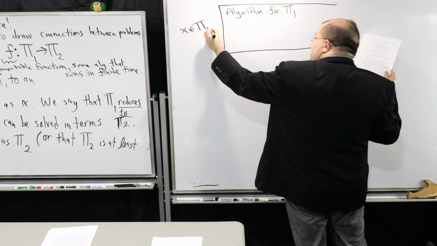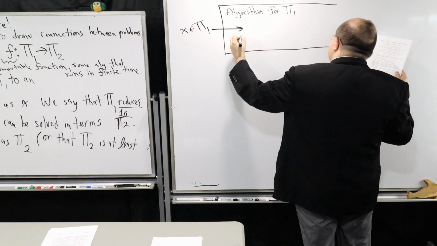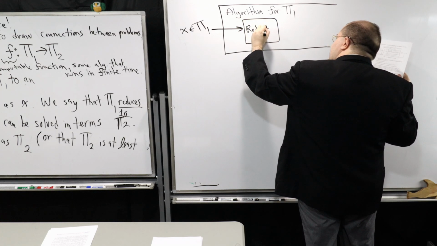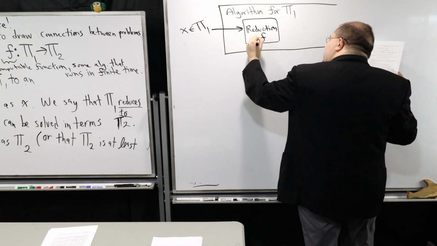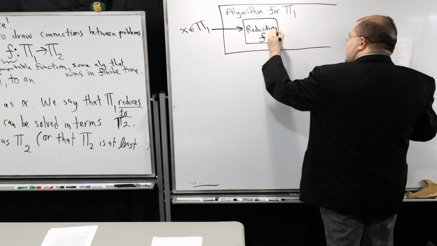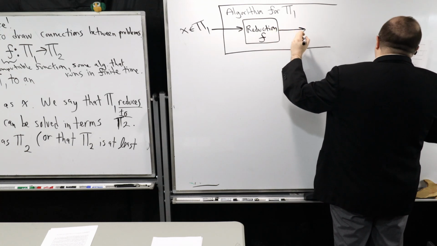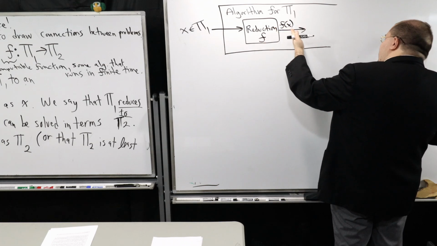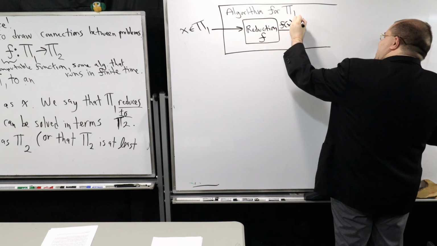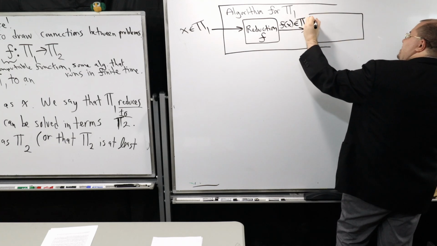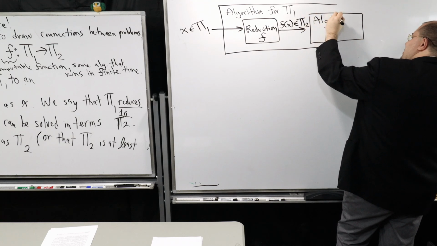So first, I'm going to give this to the algorithm. It's going to apply this reduction f. So remember, the reduction f is just an algorithm. You're going to see some examples of this either today or next class. Probably next class. As a result, I get f of x, which is going to be an instance of pi2. Then I can just give this to the algorithm for pi2.